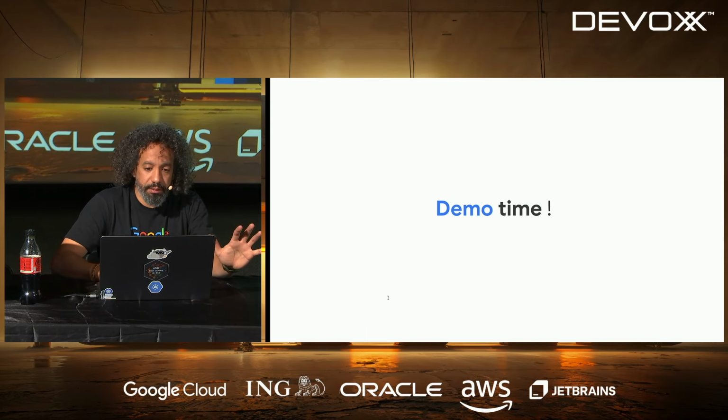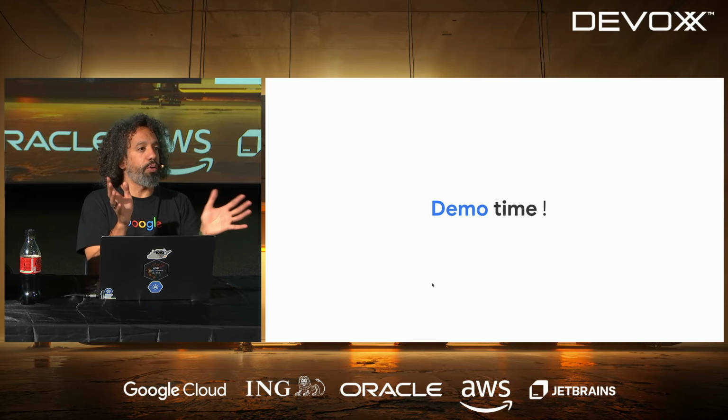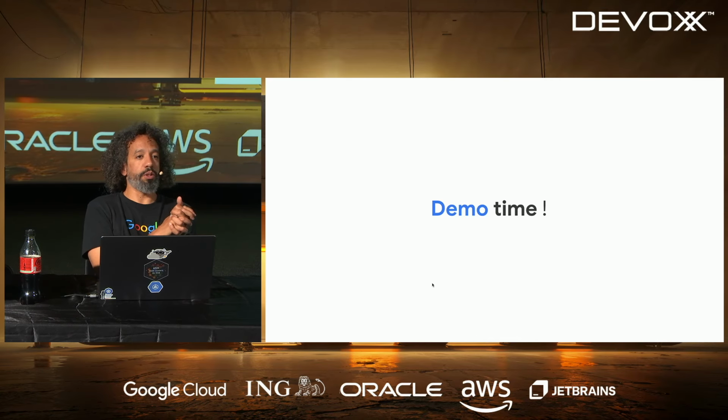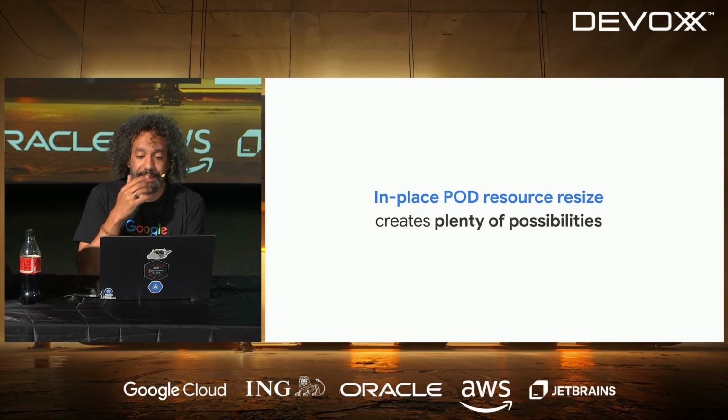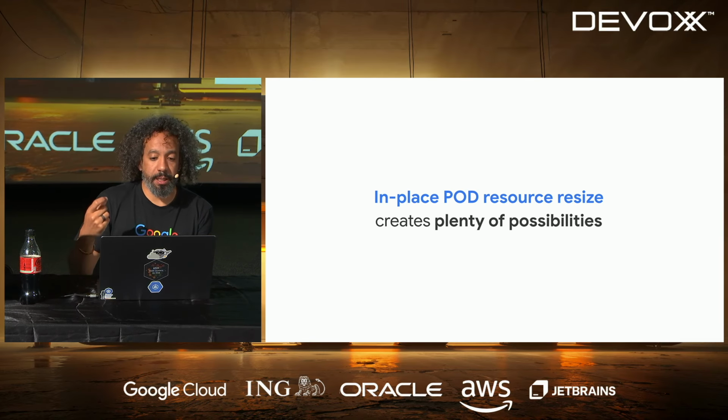So this is the basic feature. This is available today in basically all Kubernetes clusters starting 1.27 in alpha or starting 1.33 in GA. Now, this feature, which allows us to resize a pod live, creates a bunch of possibilities.